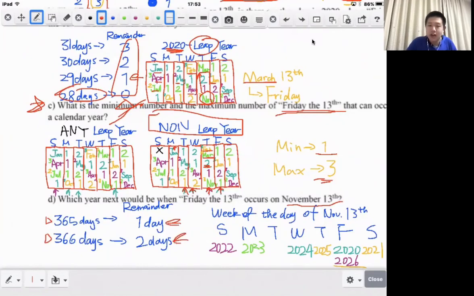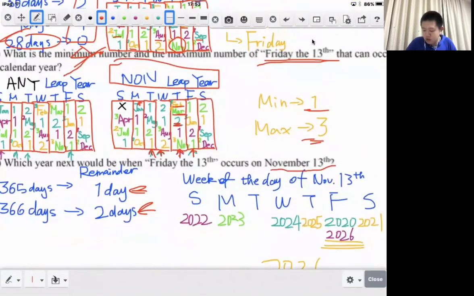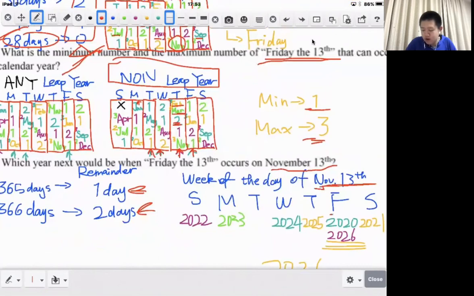So we can have another calendar here, where we know November 13th is on Friday in 2020. From 2020 to 2021, that's a non-leap year because it's from November, so we will not consider it as a leap year. So we'll push backwards 1 day. From 2021 to 2022, it will also push backward 1 day. For 2022 and 2023, also 1 day.